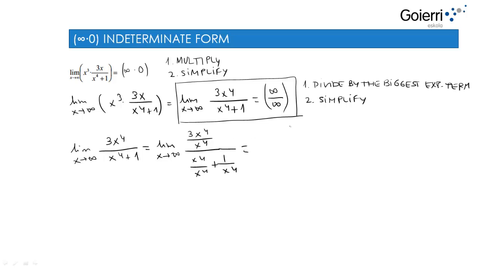Okay, so now the second step is to simplify. So 3x to the fourth over x to the fourth, this is 3, divided by x to the fourth over x to the fourth, this is 1, plus 1 over x to the fourth. So now if we plug infinity into the function, this is 3 divided by 1 plus 0. So the solution for the limit is 3.